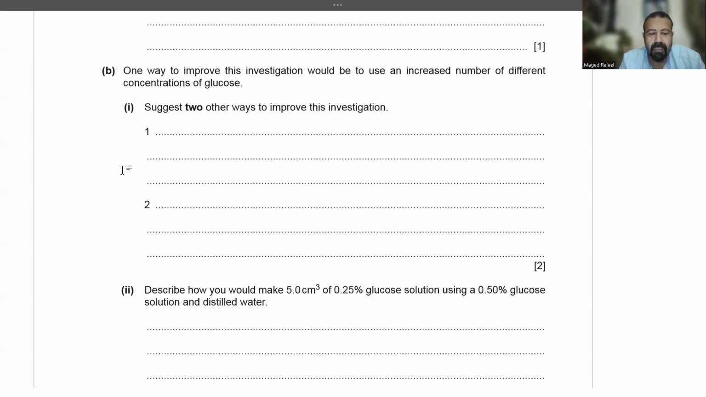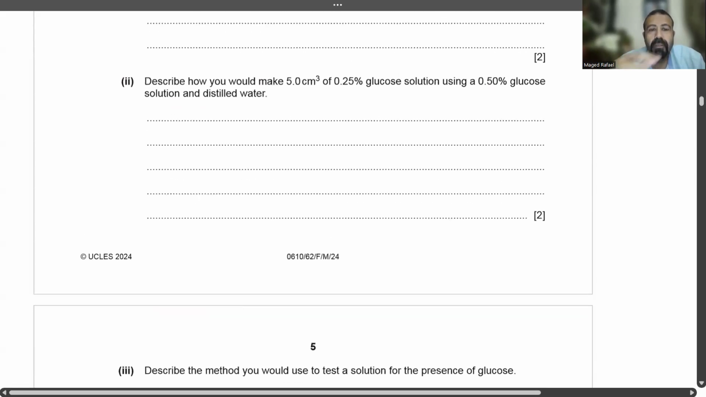Okay. We can do different concentrations at the same time. This is another way of improvement. So I mentioned with you now 4, guys. You can pick any 2 to get the 2 marks of this question.